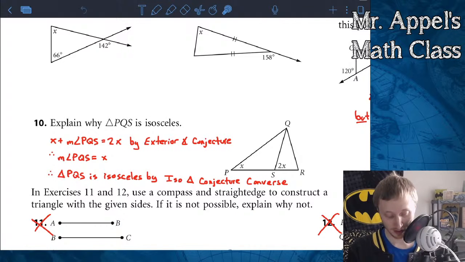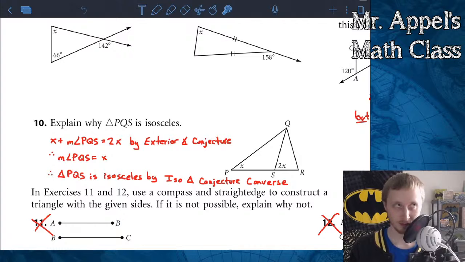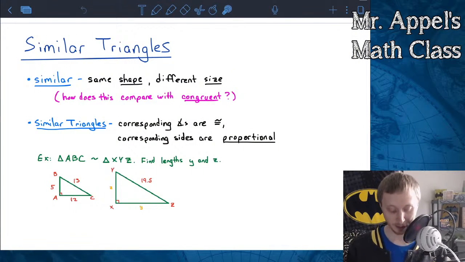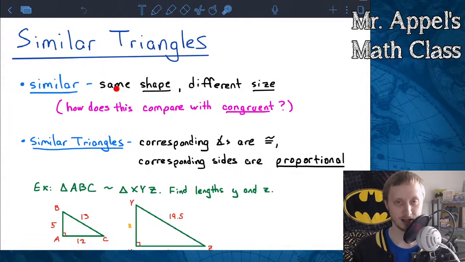All right, then let's hit this last triangle feature of the quarter. Yeah, because after break we come back and we deal with circles. So here it is, the similar triangles. Similarity, by definition, means if two things are similar to each other, that means they have the same shape, but they are different sizes. Okay?